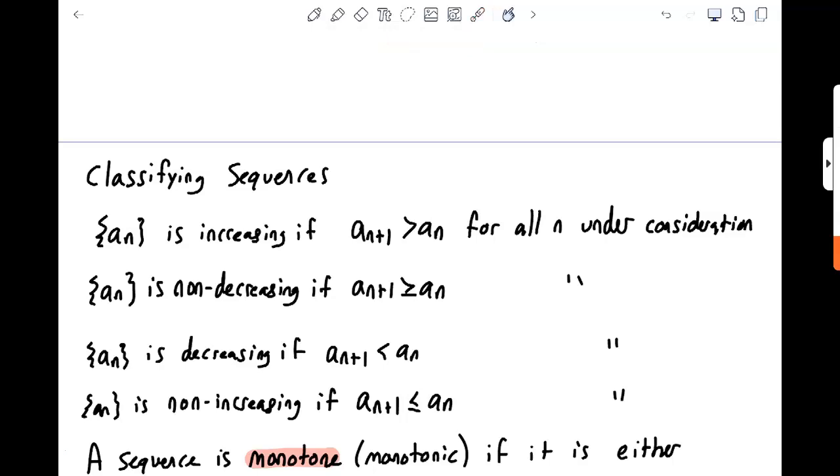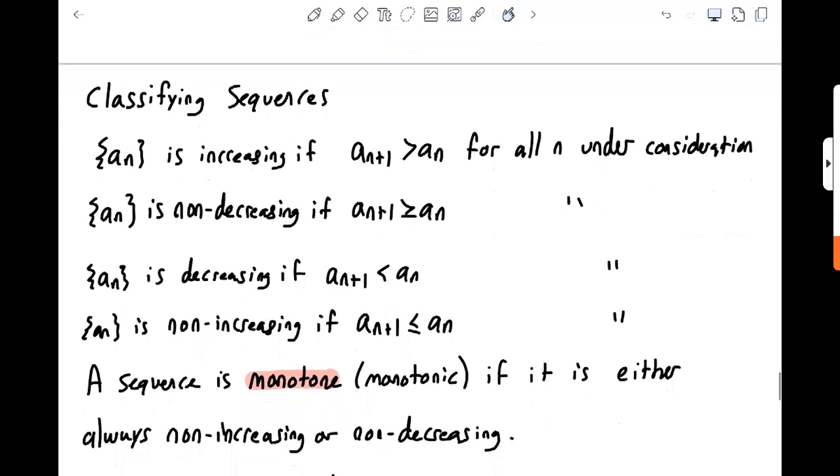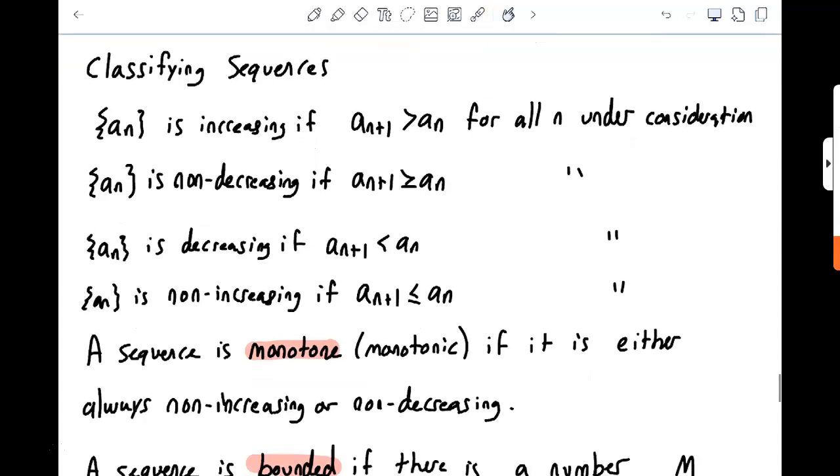Okay. So we continue now by defining a sequence which is called monotone or monotonic. A sequence is monotone or monotonic if the sequence is either always non-increasing or always non-decreasing. So again, we allow for the possibility of repeating values. That's okay. And that's our definition of what's called monotone or monotonic.